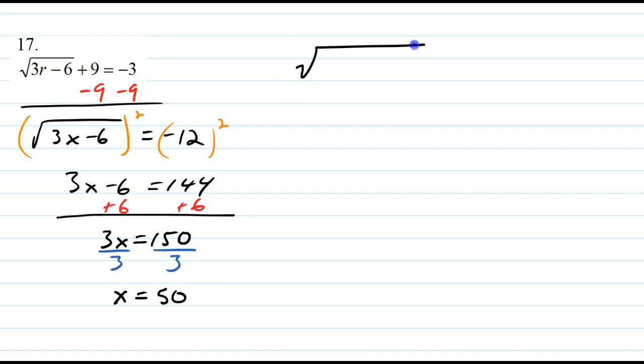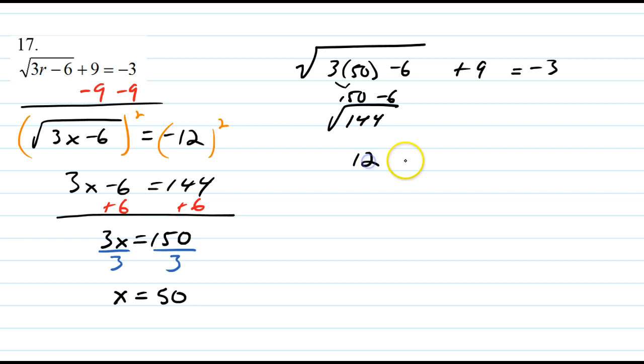So now we're going to take it and plug it in. Alright, so that gives us 150. 150 minus 6 is 144. So the square root of 144 is 12. And 12 plus 9 is not equal to -3. So that means that x equals 50 is an extraneous solution.